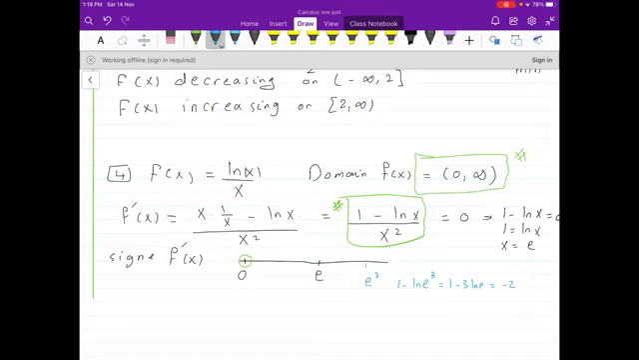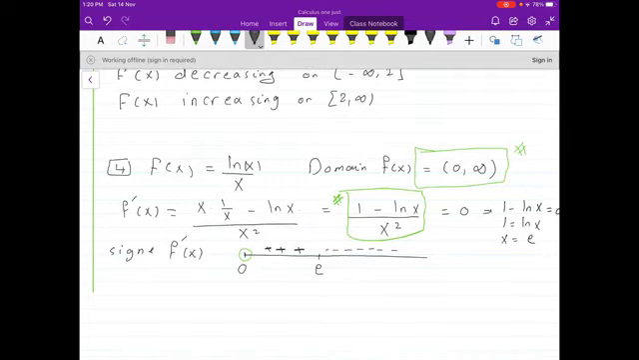The sign will be negative. So the sign is negative. Now, if you choose a number between 0 and e, like 1, ln 1, if you choose 1, ln 1 is 0, so 1 minus 0 is positive, 1, positive.